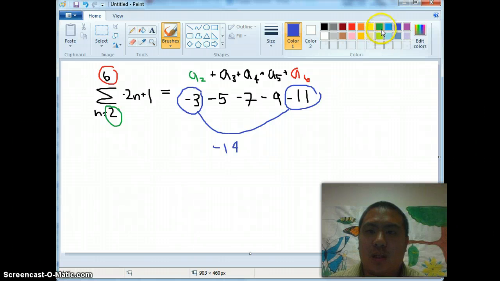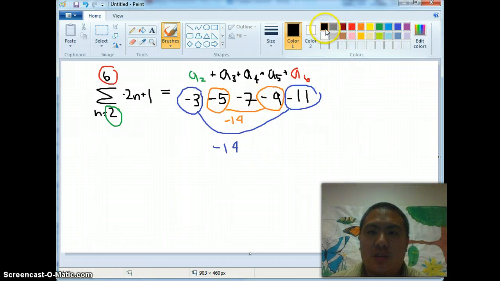Now pair up another pair of shoes, and this time I'll use orange. You pair up this shoe, another left shoe with the right shoe, and I get negative 14. Anytime it's odd, you're going to be left with this shoe, but that shoe will just be worth half of what your 2 shoes are worth, right? Negative 7 is half of negative 14.